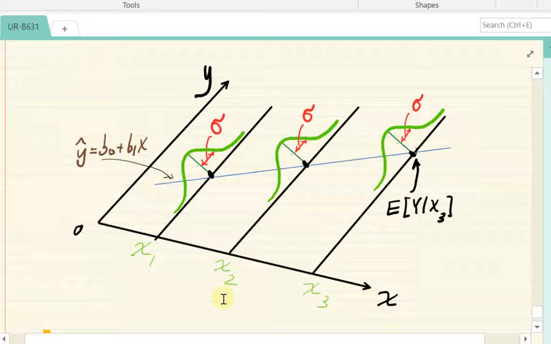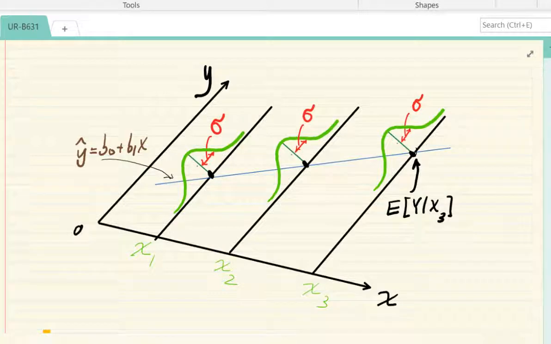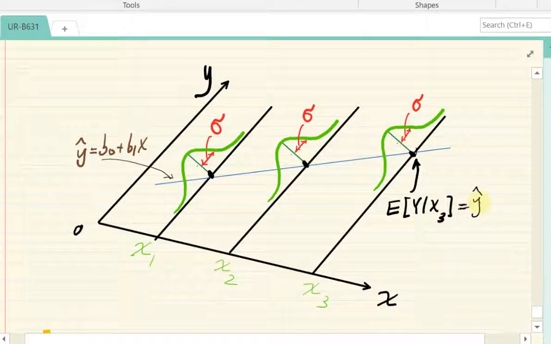Look at the second level of x. Again, the center of this distribution is given by the regression line, and the deviation is the same. See, sigma, sigma, sigma. Same deviation at every level. And finally, for the third level, the center is given by the regression line. So what is y hat that we are actually finding? Y hat is the expected value of random variable y for a given level of x. That's what y hat is.